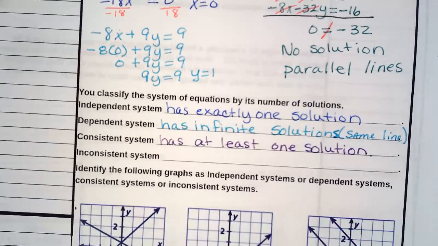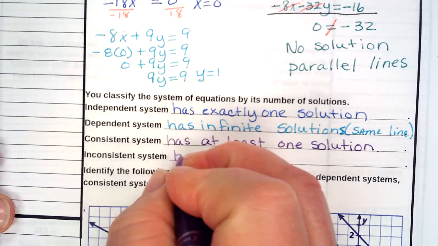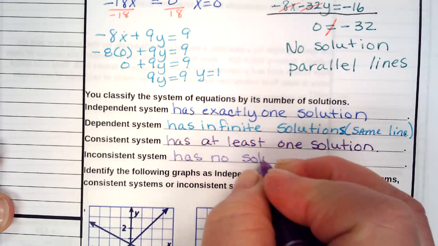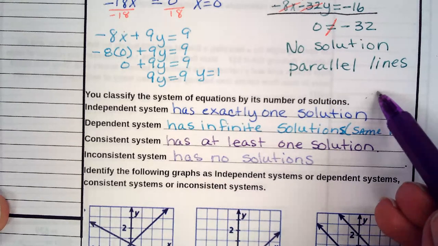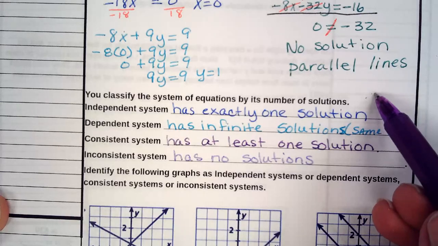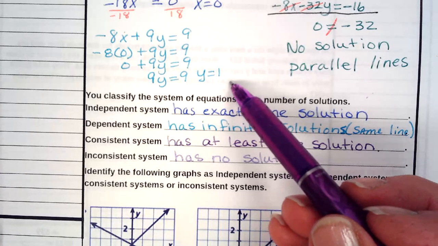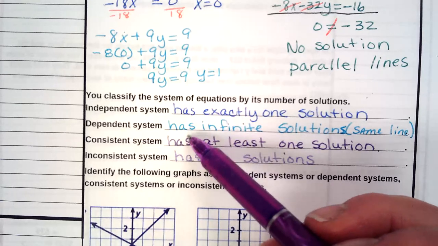Okay, what about an inconsistent system? Well, an inconsistent system has no solutions. So if we're looking, parallel lines have no solutions. Parallel lines would be an inconsistent system. On the first one, we had one solution, so that would be independent and consistent.